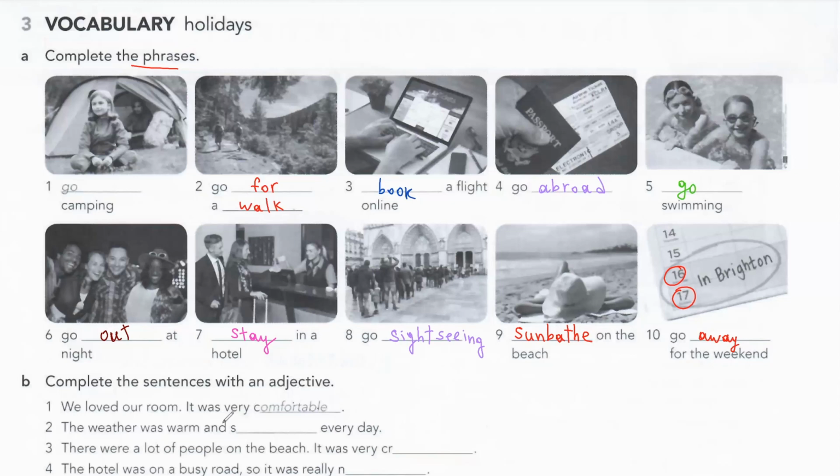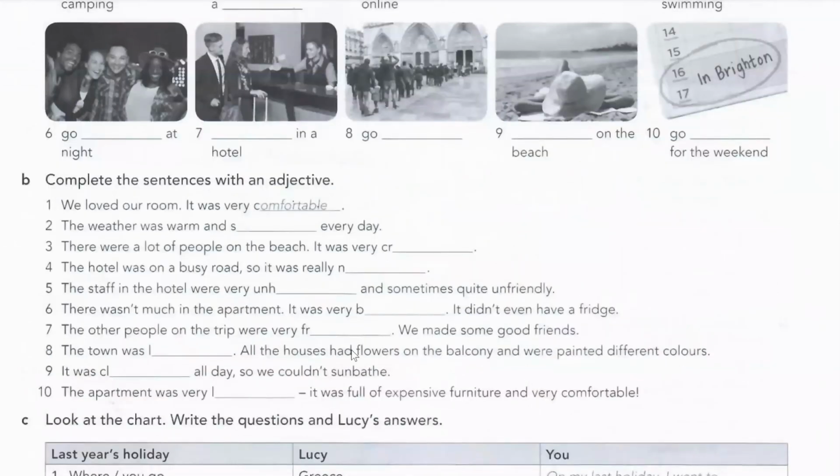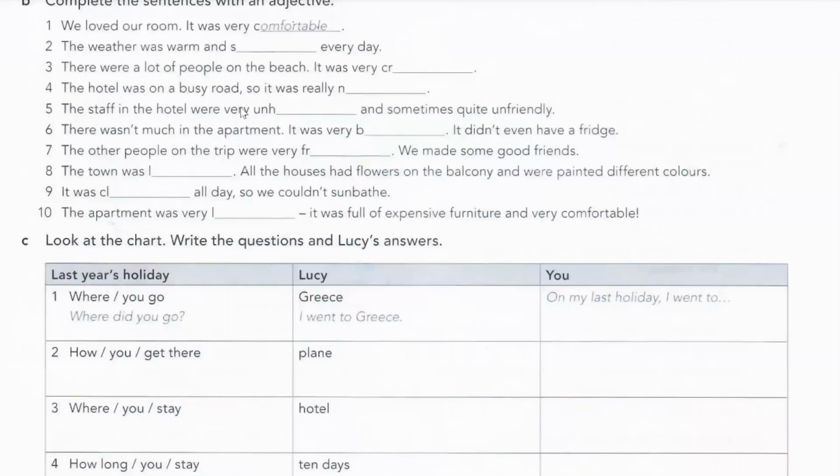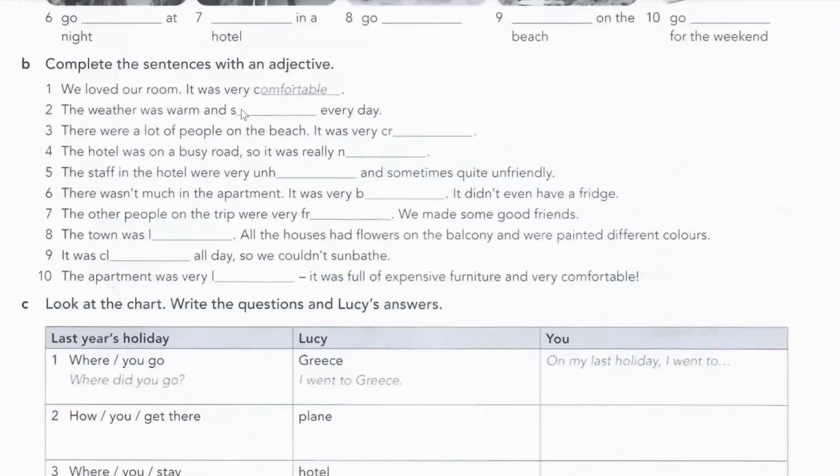Okay. So we've done that part. Now, B. It's asking us to complete the sentences with an adjective. So I'm going to scroll down a bit. Let's clear this off. Okay, here you go. Now we need to use the adjectives. Okay. Right. Give me a second. Okay. The first one is done already.